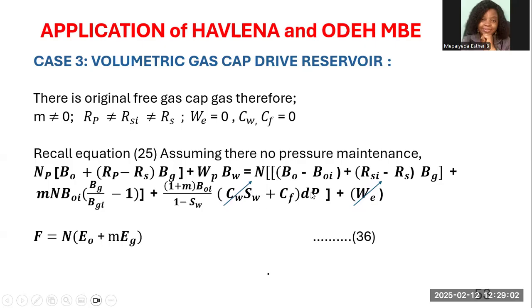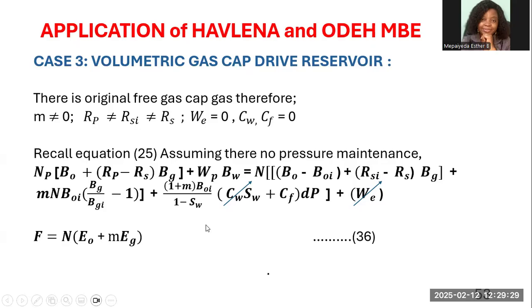This goes to 0 because this multiplies this, so EFW now is 0. W is 0. So we have F equals N into EO plus MEG. M here is not equal to 0. But because this and this are 0, that's why this goes out.